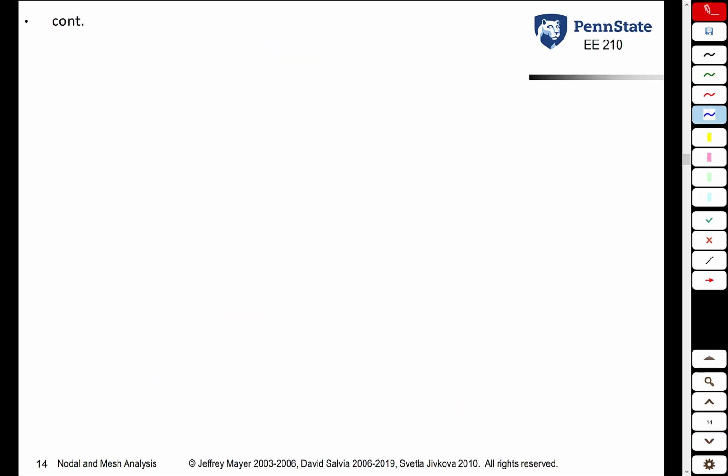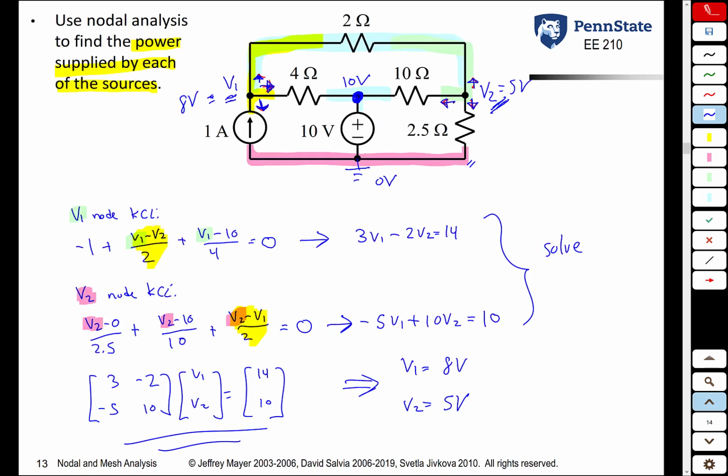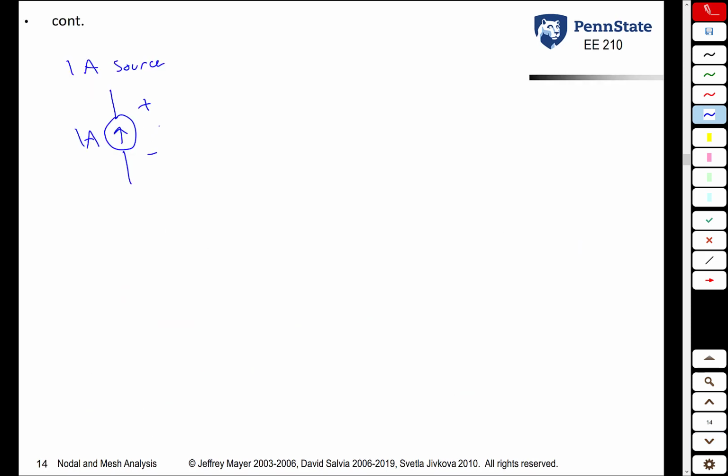So if you look at the 1 amp source, if you look back to the previous page, its bottom node is connected to ground, the top node is at 8 volts. So we know the voltage across this source is 8 volts. So the absorbed power is what? The voltage across the source times the current into the plus terminal. Current going in this direction is minus 1 amp. And so we get 8 volts times minus 1 amp, or minus 8 watts. So this thing supplies 8 watts of power.